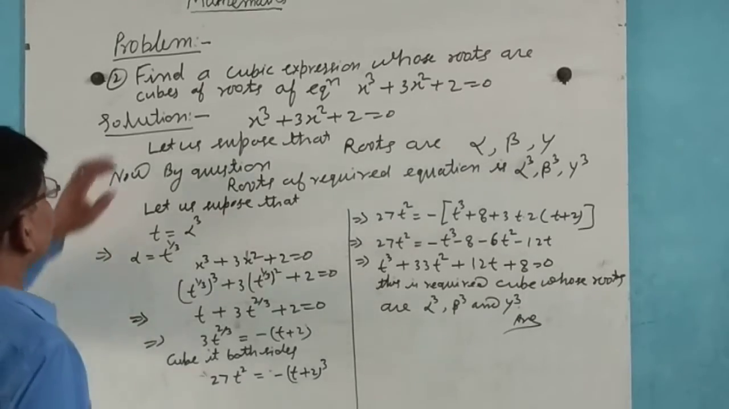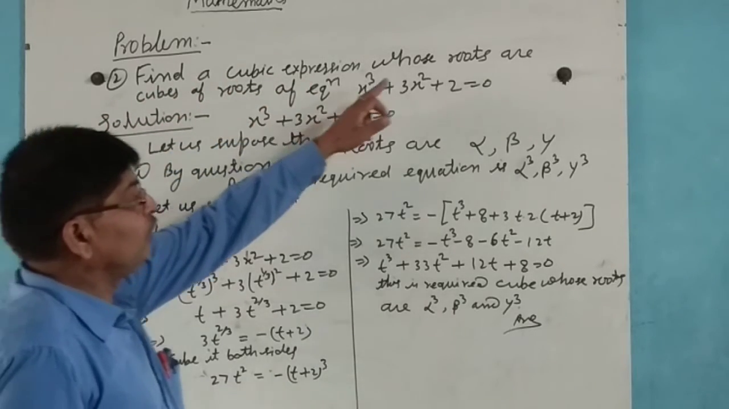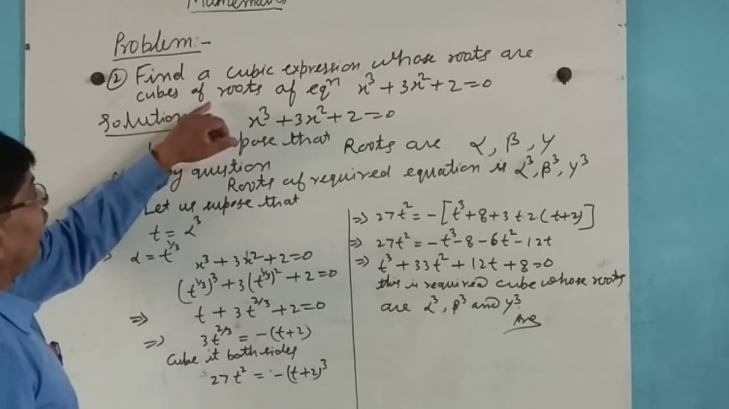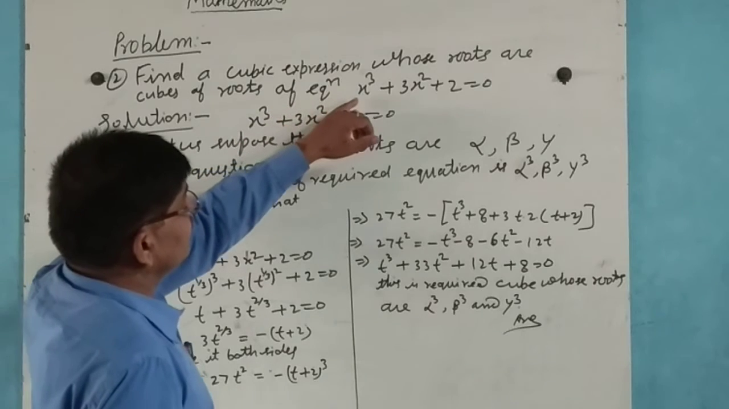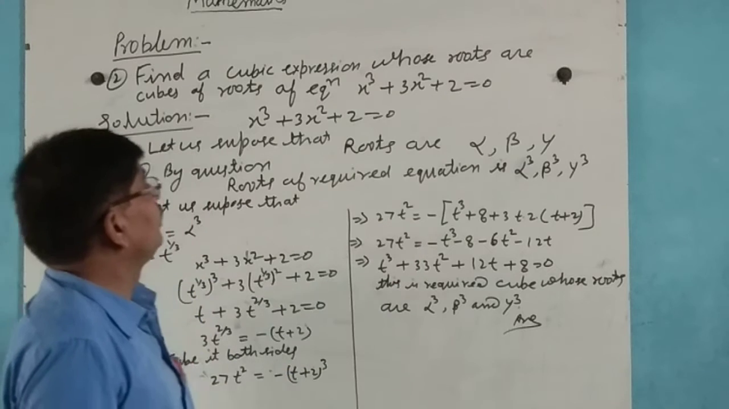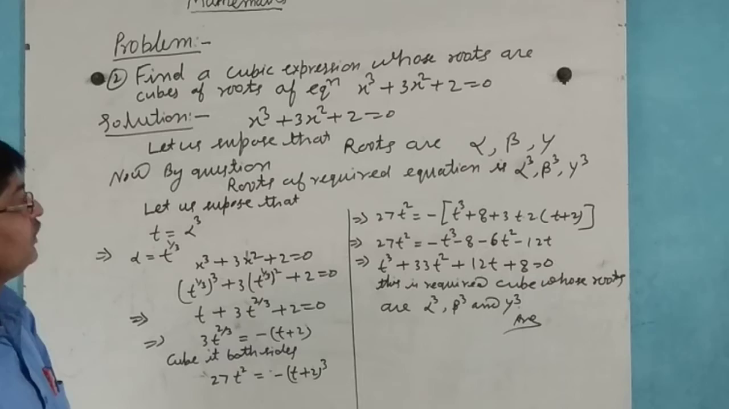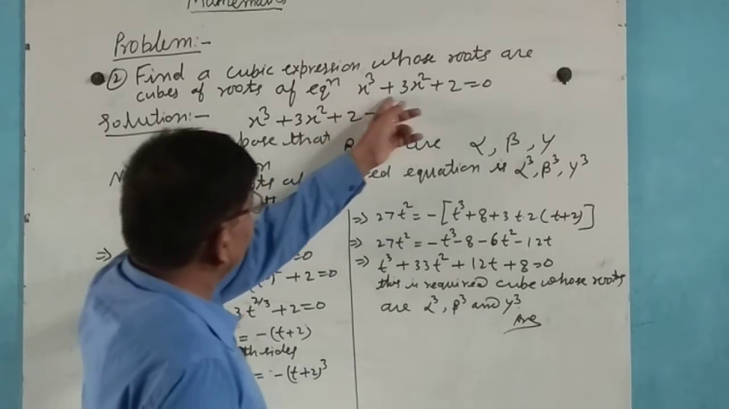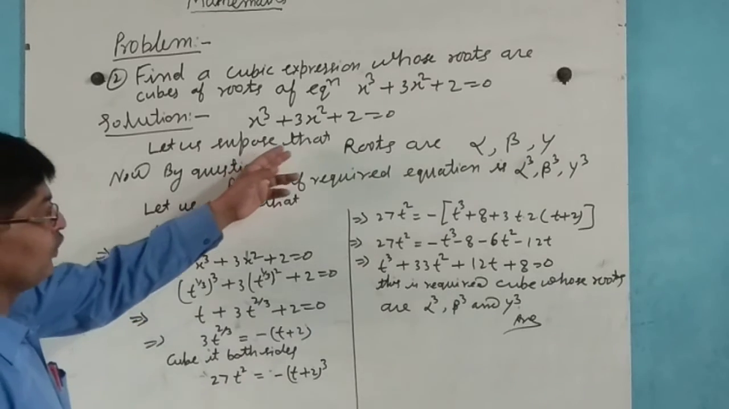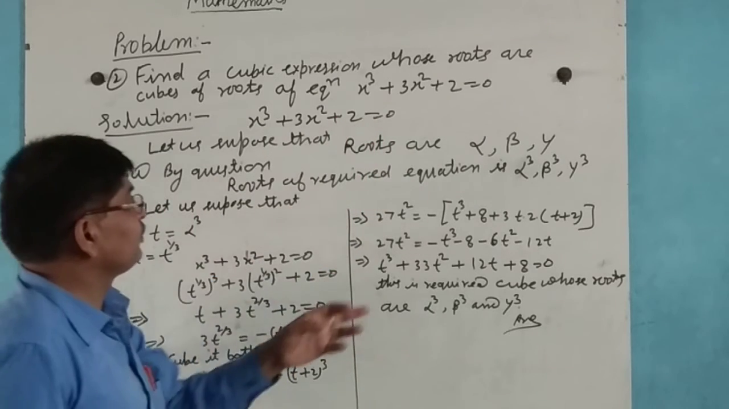Now, second problem: find a cubic expression whose roots are the cubes of the roots of the equation x cube plus 3x square plus 2 equal to 0. हम लोग को ऐसा एक्सप्रेशन प्राप्त करना है जिसका रूट इसके रूट के क्यूब हो. It means that let us suppose that the roots of this expression are alpha, beta and gamma.